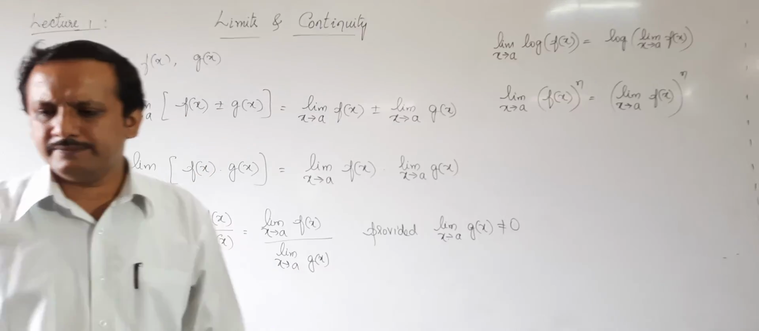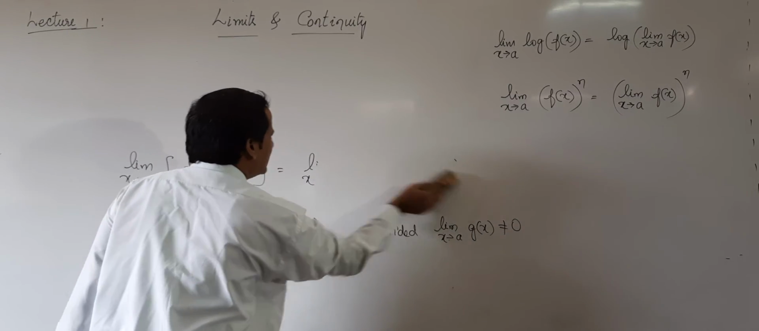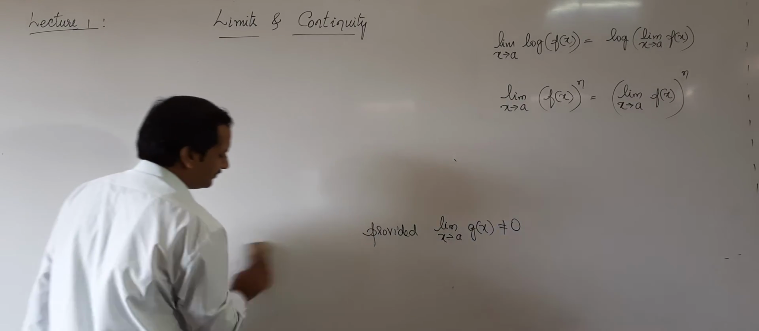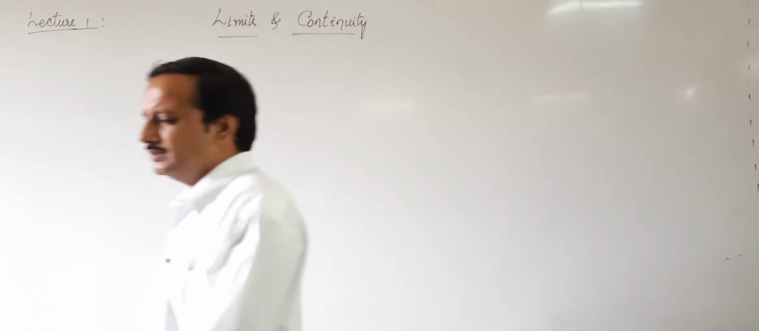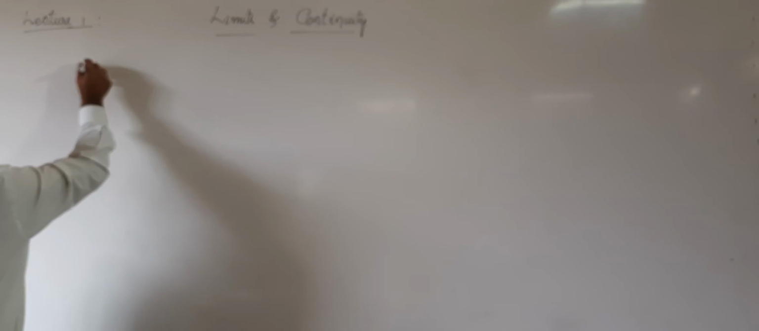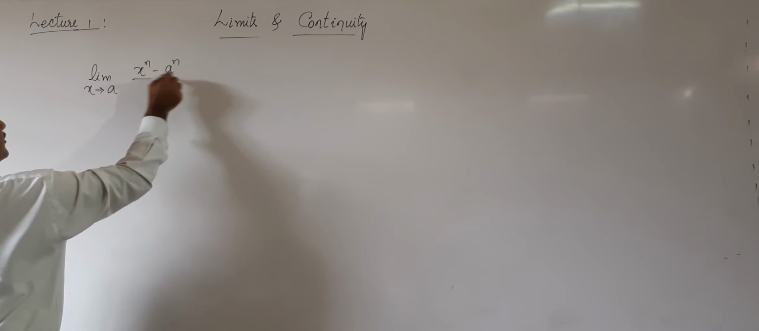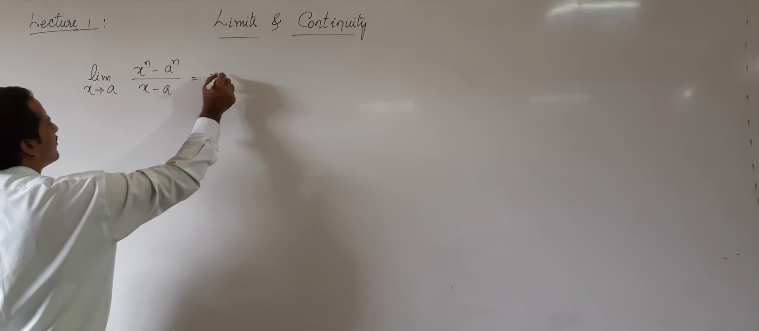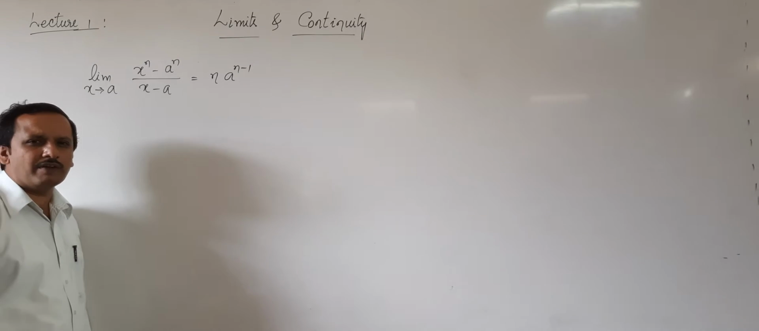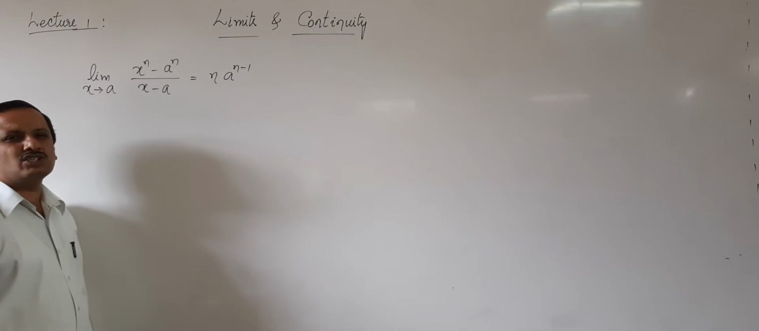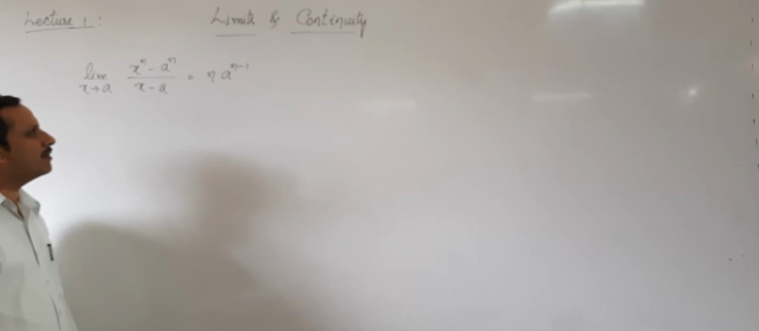Okay. Then let us have a look at some of the standard results which we have already learned. The limit as x approaches a of (x^n minus a^n) divided by (x minus a) is equal to n into a^(n minus 1). This formula is well known to you. We have derived this in this class.